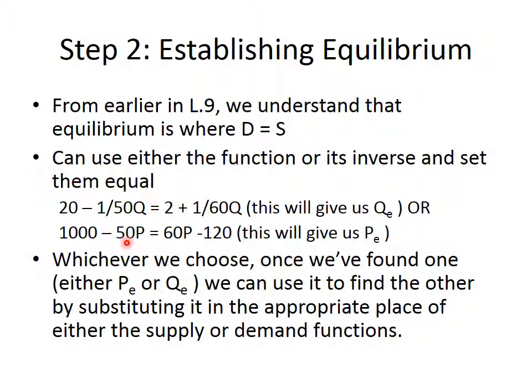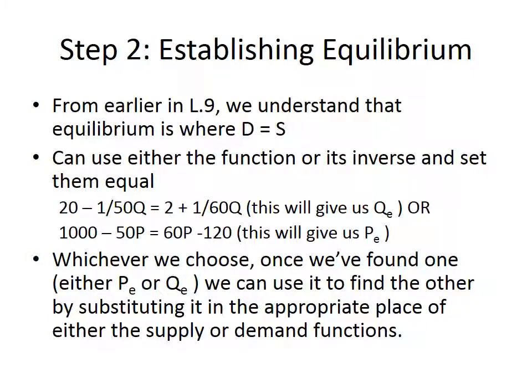Me, I kind of like this one better because it doesn't involve the fraction. And so it's a little bit easier to use, I think. I can almost do this one in my head, right? This is going to be 1120 equals 110p. And then I do the division, or better yet, I have my calculator do the division, and even my cell phone's calculator can do that. Whichever we choose, and this is what we walked through at the beginning of this lecture, once we found the one, either P or Q, we can find the other one by substituting it in the formula in the appropriate place.